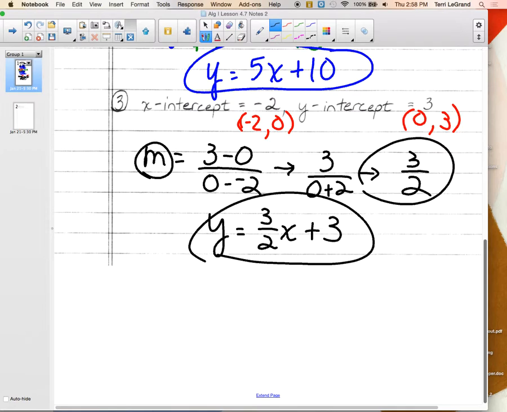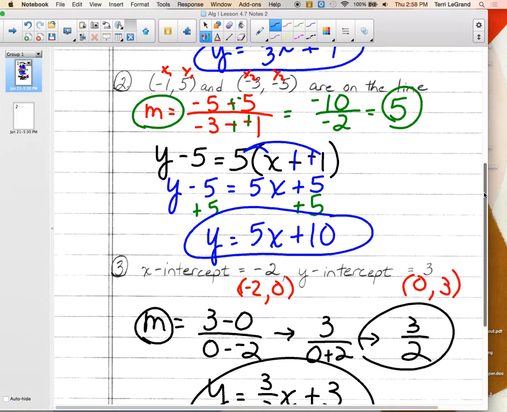And how many names does an equation have in slope-intercept form? How many different names can you give the equation of a line in slope-intercept form? Or in other words, let's go back to the second one that we did. What if we had used this point instead? Would we have gotten a different name here? No. Okay, why not?